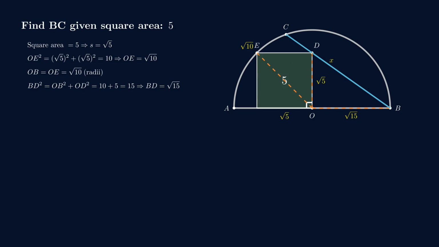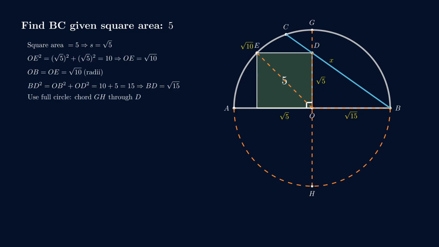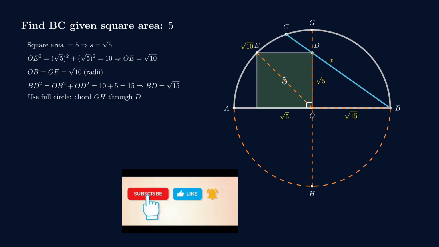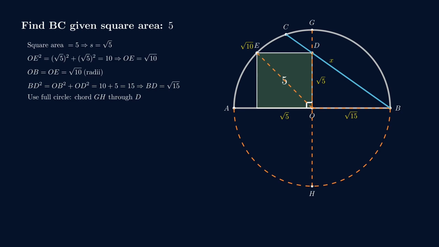Now here's where the problem becomes interesting. Up to now, everything was straightforward geometry, but to find BC, we need something extra. So we imagine the full circle, not just the top semicircle. We extend the diameter vertically to complete the circle and draw a full vertical chord through D. Now we can use the intersecting chords theorem. That theorem says when two chords intersect inside a circle, the product of the segments of one chord equals the product of the segments of the other chord.